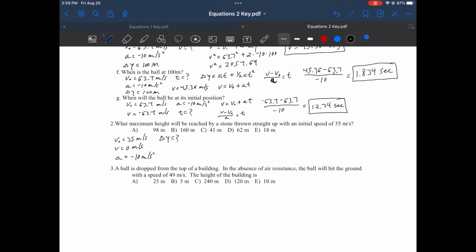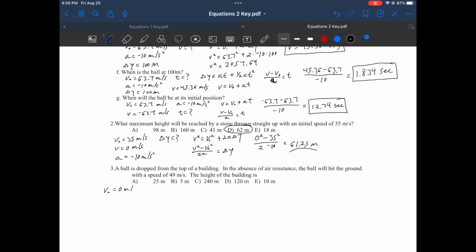This will be the no-t equation, so v squared is equal to v naught squared plus 2a delta y. If we rearrange, we'll have v squared minus v naught squared divided by 2a is equal to delta y. Just subtracting the v naught squared to the other side and then dividing by the 2a. So 0 squared minus 35 squared divided by negative 20, because 2 times negative 10. That gives 61.25 meters. Best answer matching up to multiple choice is D, 62 meters.